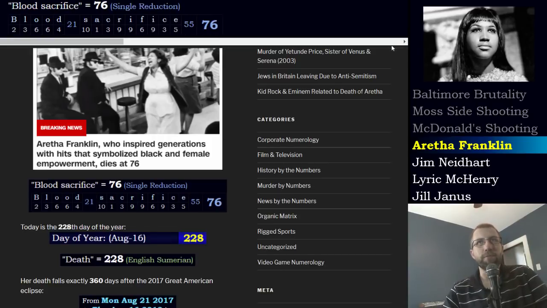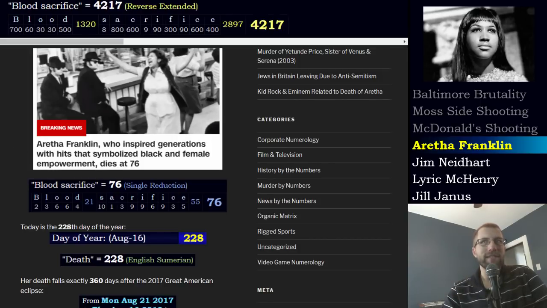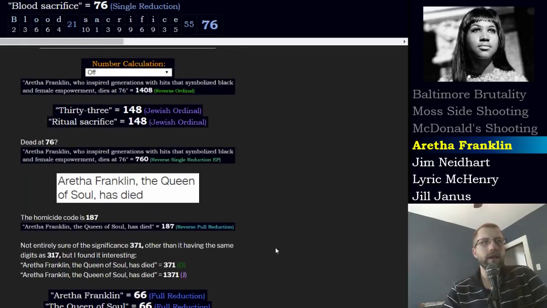This is one of those blood sacrifice numbers in single reduction, 76. This headline that they gave us on CNN had Gematria of 760, and that's with all reduction exceptions.